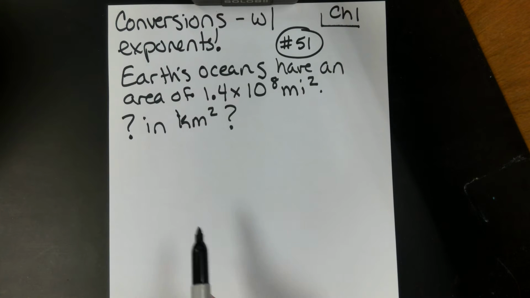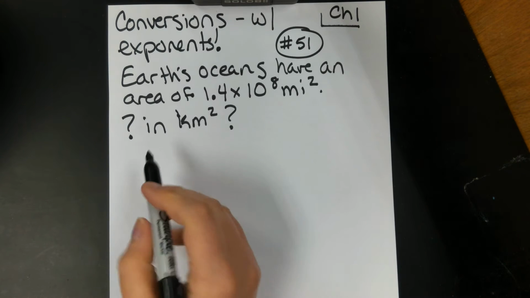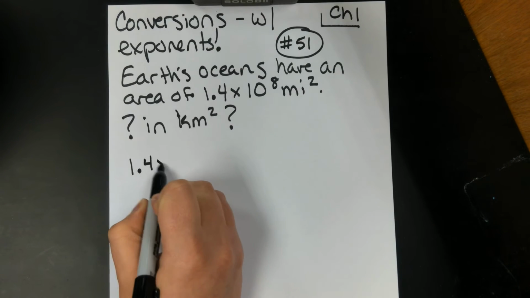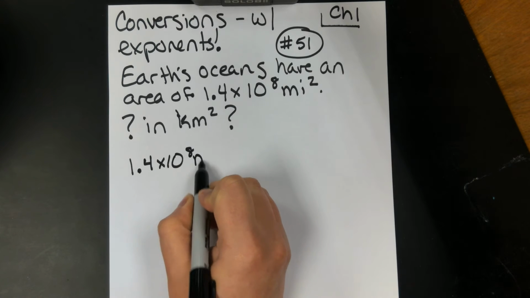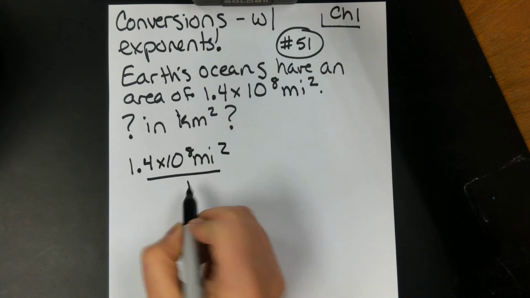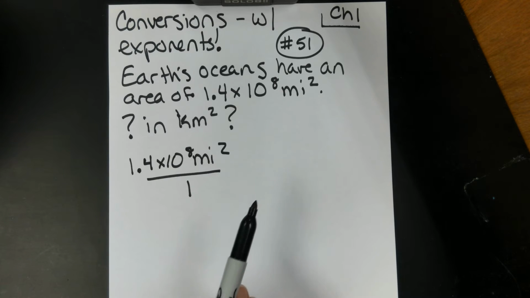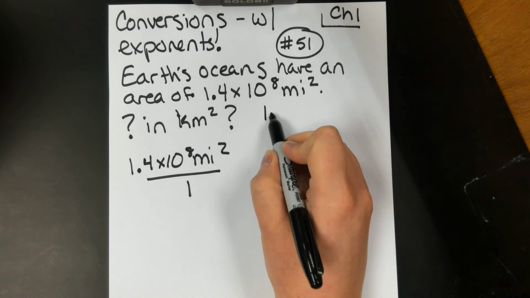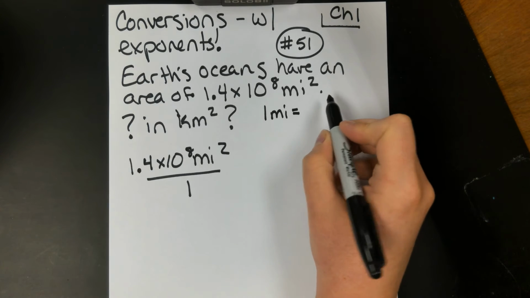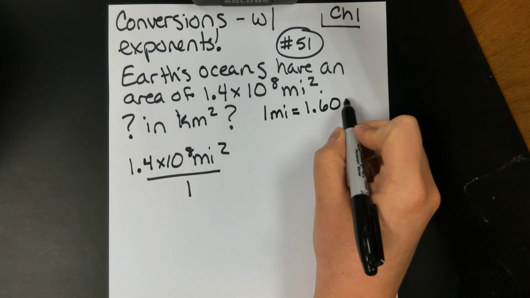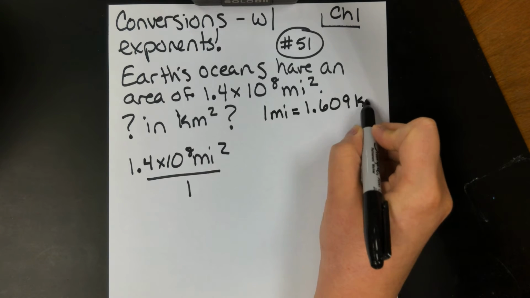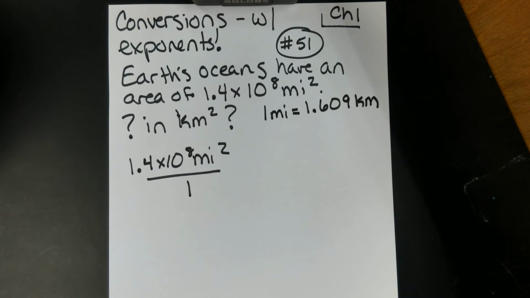So always start with what you're given and put it over 1. So I'm going to start with 1.4 times 10 to the 8 miles squared, and I'm going to put that over 1. So I need to go from miles to kilometers. We're going to do it the way I do it, and I don't like to do anything the hard way. So you will be given the conversion for miles to kilometers, which is 1 mile is equal to 1.609 kilometers. So you will be given this conversion, so no worries there.